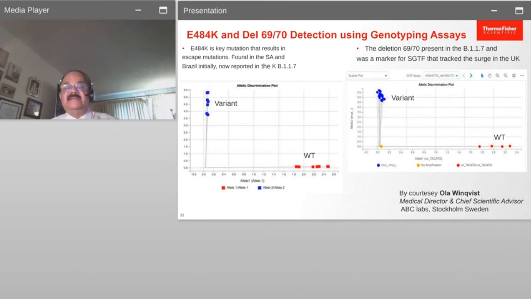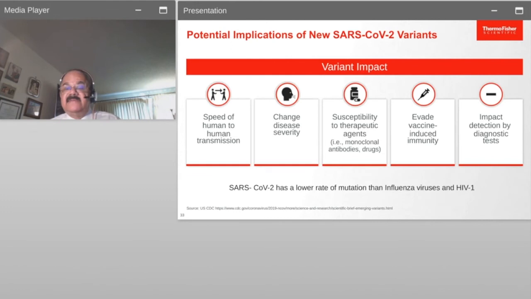And in the next slide, you'll see that the reason for this variant screening is that there are medical implications related to the presence of SARS-CoV-2 variants. Some of them have higher capability to transmit from humans to humans. Some of them may change disease severity. Some of them may lose susceptibility to treatment like monoclonal antibodies. Some of them evade immunity conferred by vaccines.